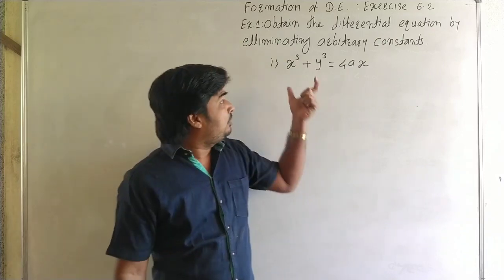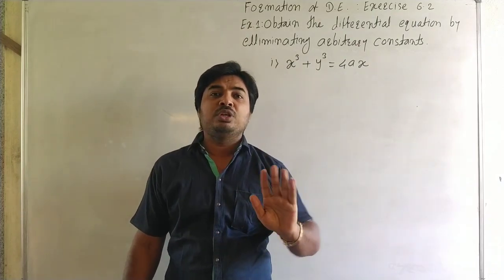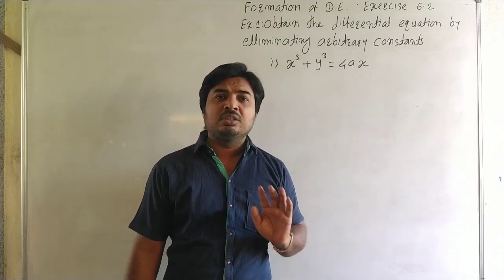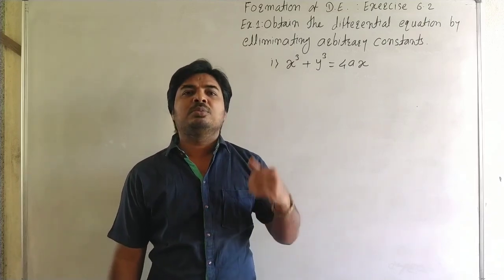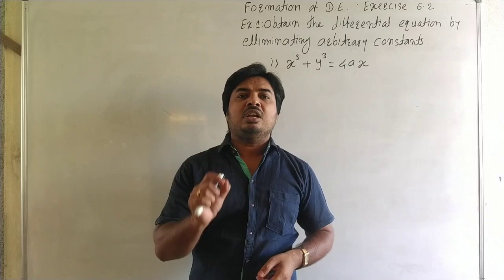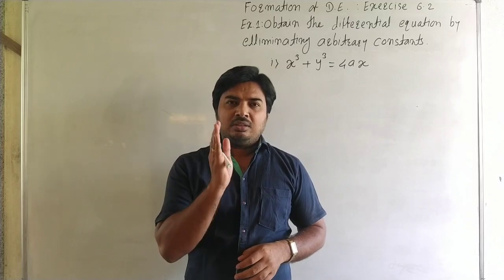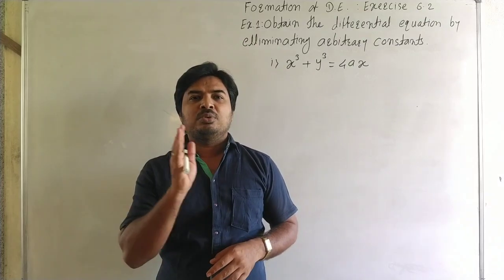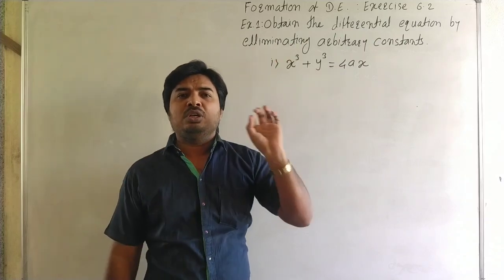In case there is one arbitrary constant in the given relation, then we differentiate one time. If there are two arbitrary constants, then we differentiate twice. If there are three arbitrary constants, then we differentiate three times. Like that, if there are n arbitrary constants, then we differentiate n times. That means the number of arbitrary constants decides the number of differentiations. Here it is one arbitrary constant, so we differentiate only one time.